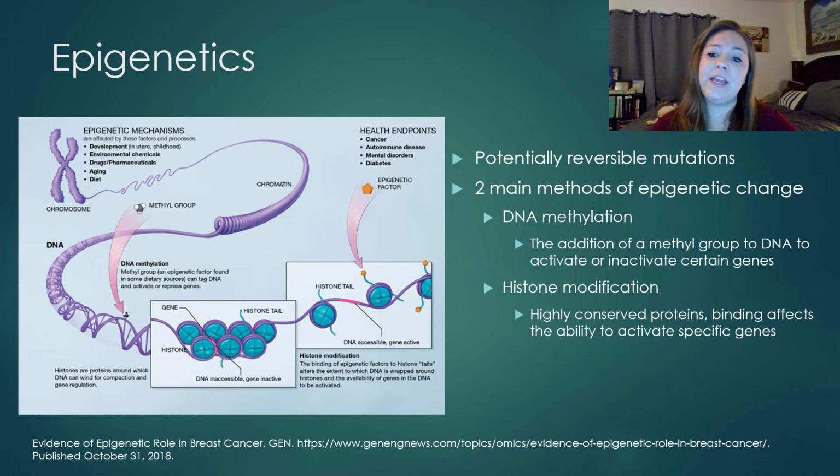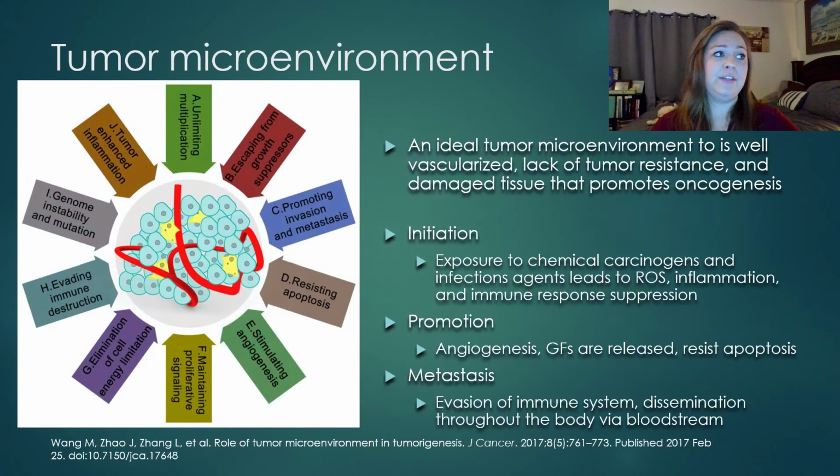Next, we're going to investigate the tumor microenvironment. So the ideal tumor microenvironment is well vascularized and it has a lack of tumor resistance. It has an unlimited cell proliferation potential. It's able to resist apoptosis and it's able to evade the host immune system. And these all add up and result in an unstable genome, which is ideal for tumor growth.